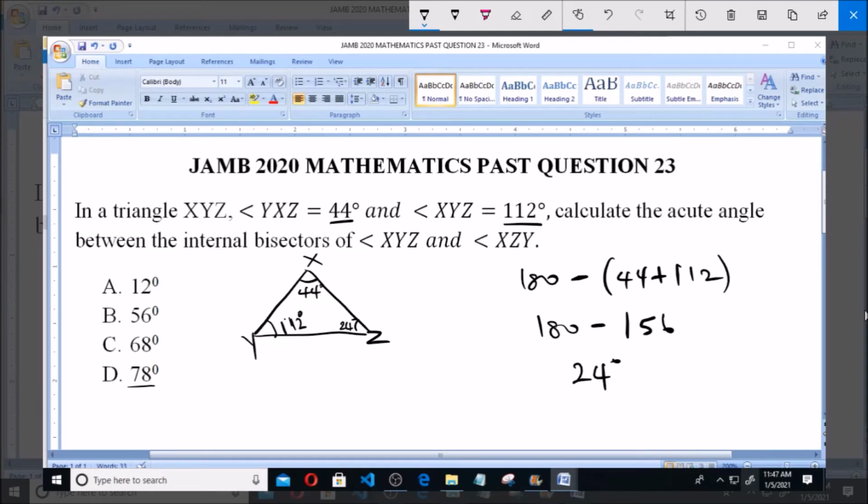Now the question says we should calculate the acute angle between the internal bisector of angle XYZ and angle XZY. So let's bisect this angle like this and also bisect this angle like this. It simply means we are dividing these two angles into two. Now dividing these two angles into two, angle 112 degrees here will become 56 degrees, which is this part, and then this 24 degrees bisecting into 2 will give us what?